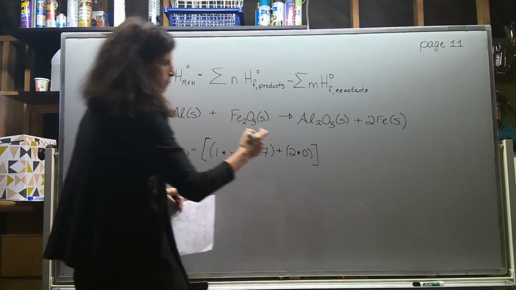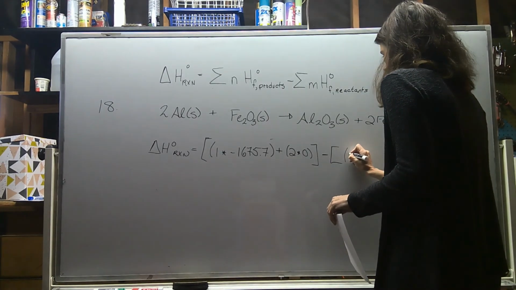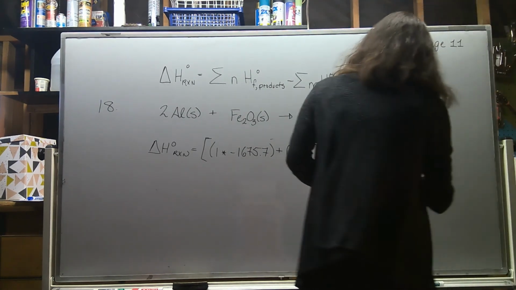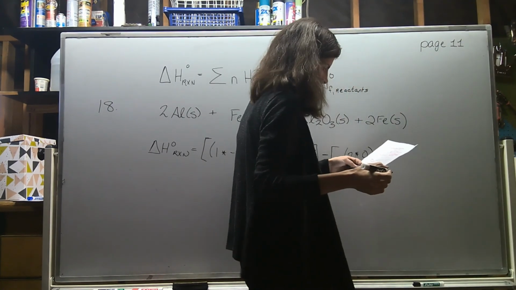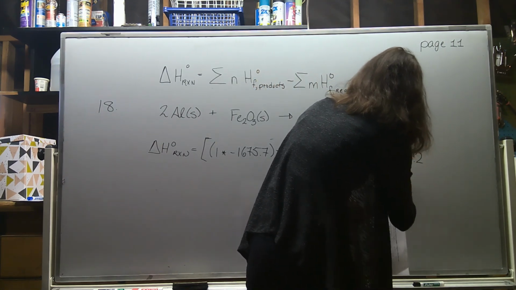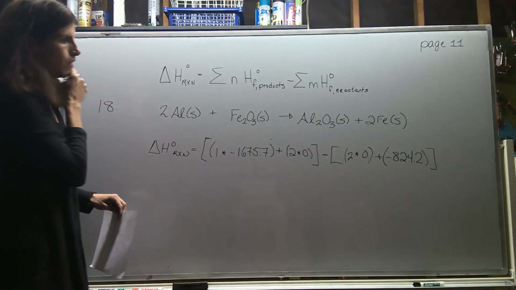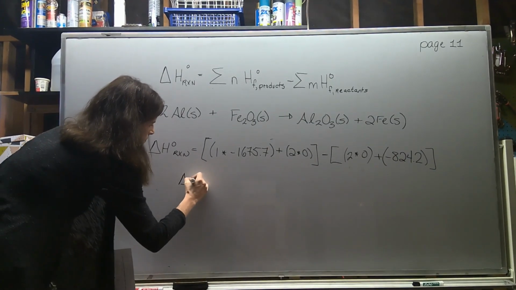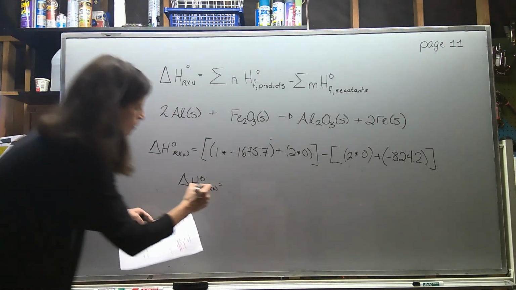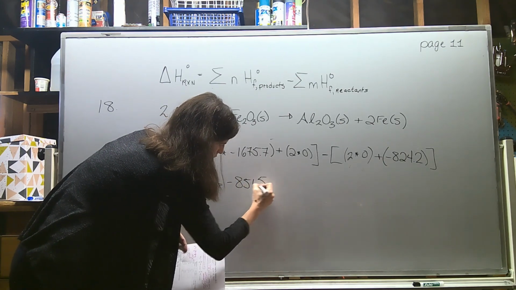So products minus. On the reactant side, we have some elemental aluminum. So again, the value for anything that's elemental is going to be 0. And then the iron oxide value, I'm going to look up. And that is multiplied by 1 since there's only 1 mole of the iron oxide. So when I plug this in, I got a value of negative 851.5 kilojoules.